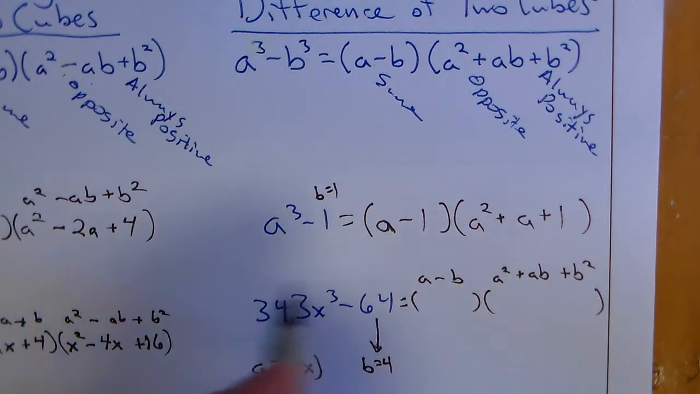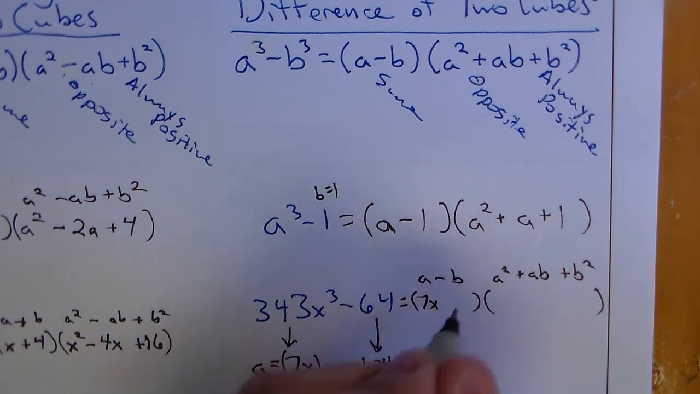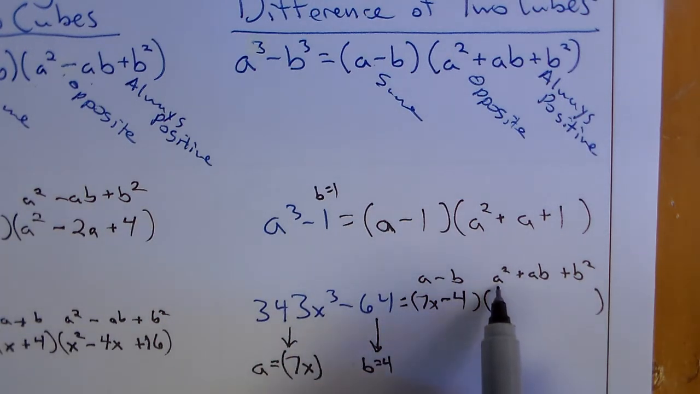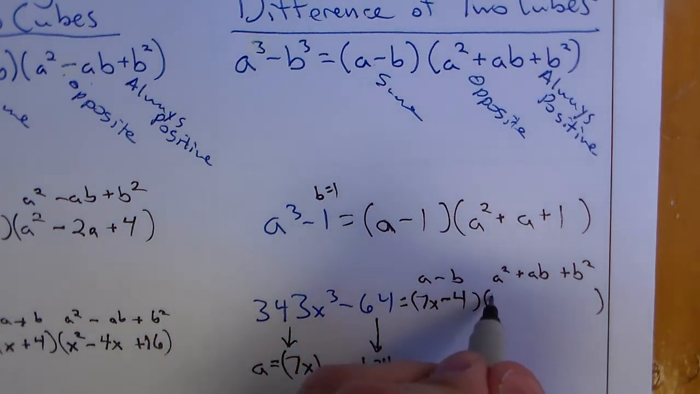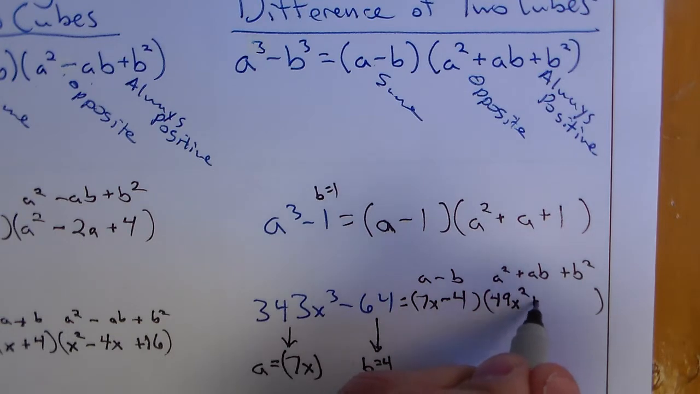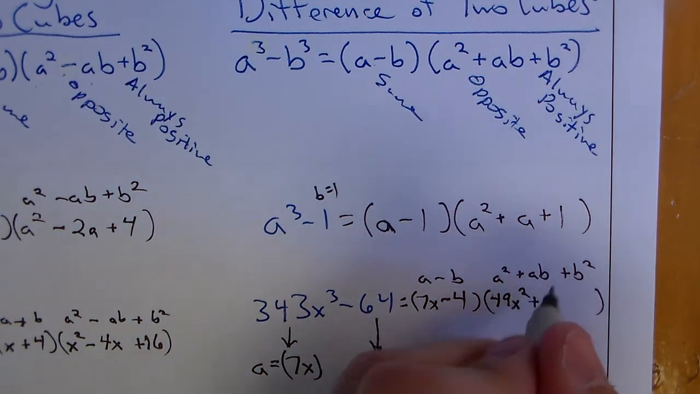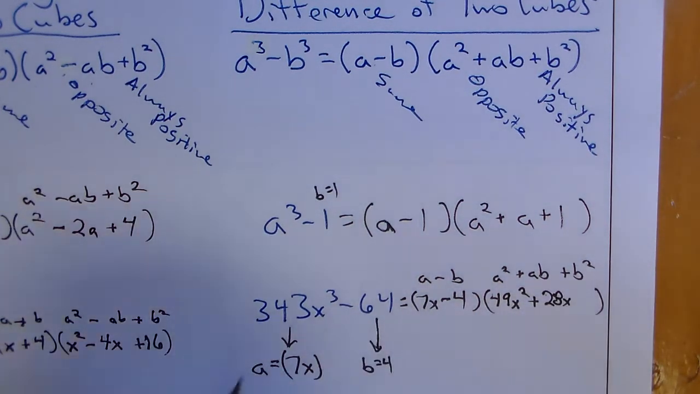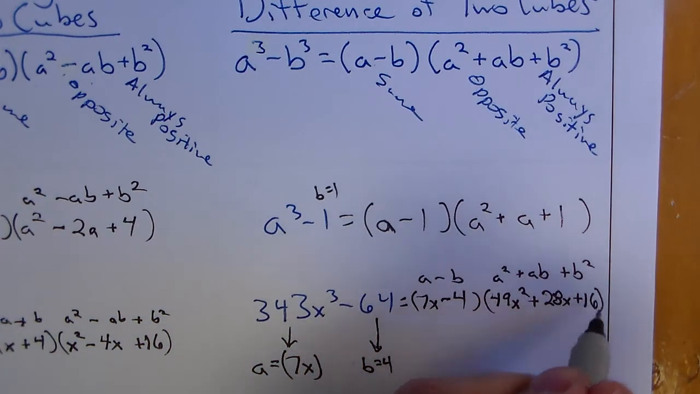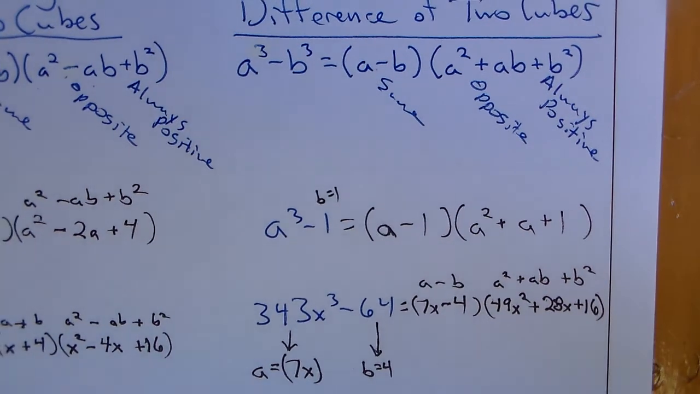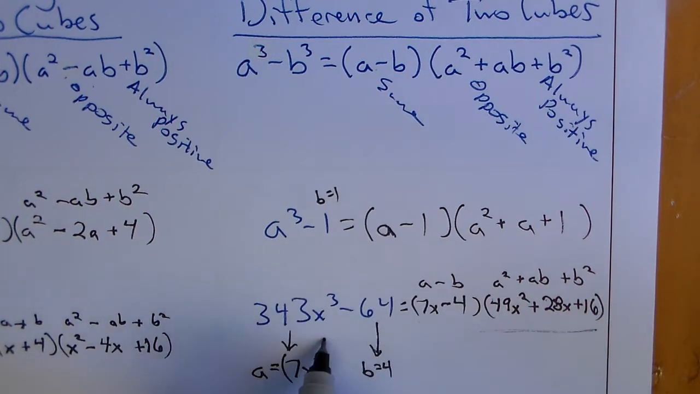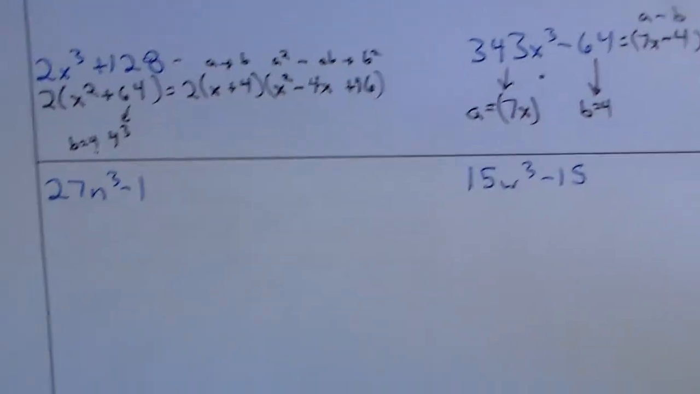So first is a, so that's 7x minus 4. Then we have a squared, so that's 7x squared is 49x squared, plus 7x times 4 is 28x, then b squared is 16. So there is our factors of the perfect cube. Okay, moving down.